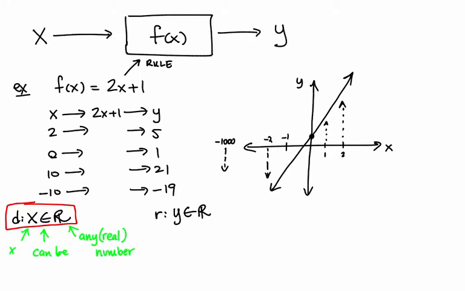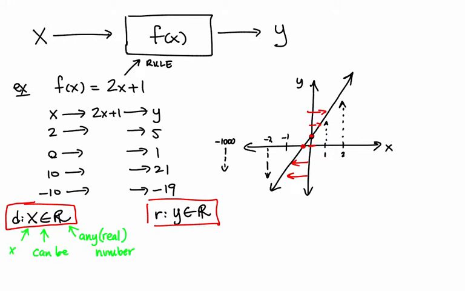And likewise, you can get output numbers of any y values at all. You can get an output of 0, it's right here. You can get an output of 1, you can get an output of 2, you can get a y value of 3, or you can get y values into the negatives, and they go on forever. So we state that as y can be any output value as well.